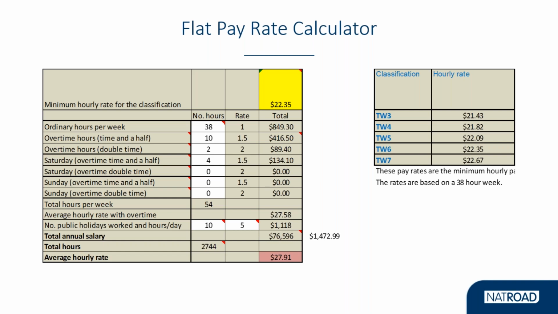So looking at that first line as we go down, ordinary hours per week: under the award, a full-time employee works 38 ordinary hours per week. So if you look at the rate box, it's 1, so the multiplier is 1. So basically what the calculator does is it calculates 38 times that 22.35 to give us a total of $849.30.